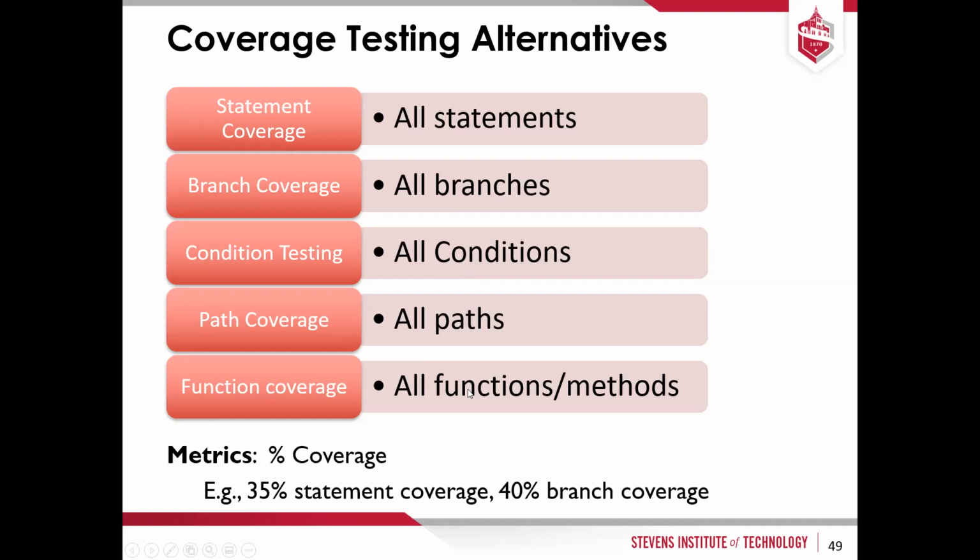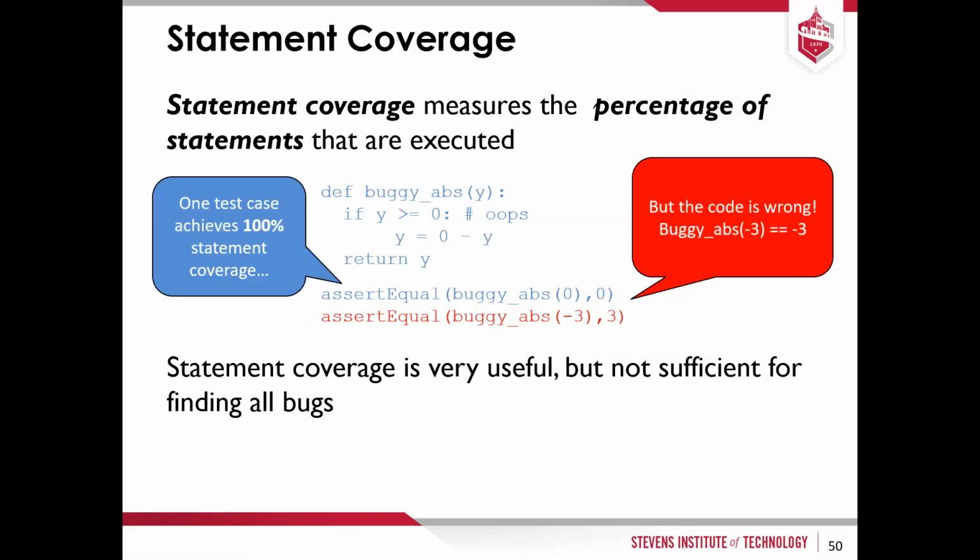In reality, we cannot do that, right? But in practice, we can get something around 80% coverage. For example, we can say, I did 35% statement coverage and 40% branch coverage by the time that I'm talking to you. So when we start, we do trial and error and go through different coverage measures. Statement coverage measures the percentage of the statements that are executed.